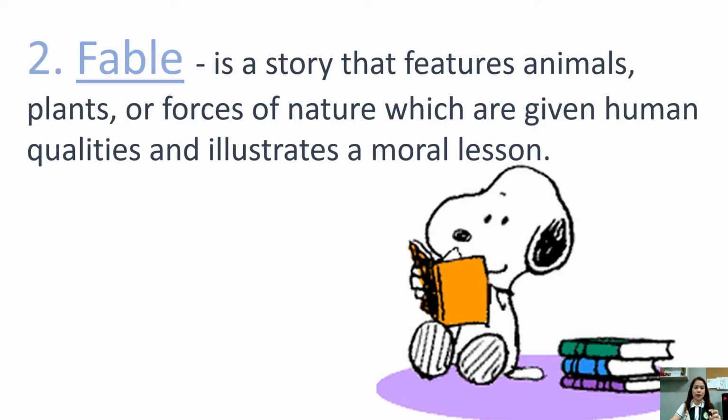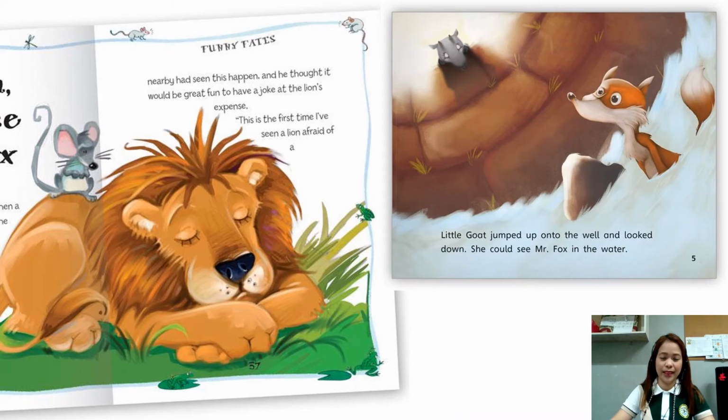Second one is fable. It's a story that features animals, plants, or forces of nature which are given human qualities and illustrates a moral lesson. A story in which animals speak and act like people, usually meant to teach a lesson. These are examples: The Clever Monkey and the Foolish Crocodile, Aesop's fables.